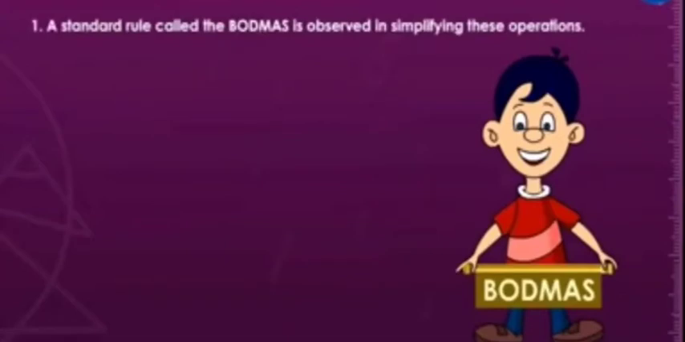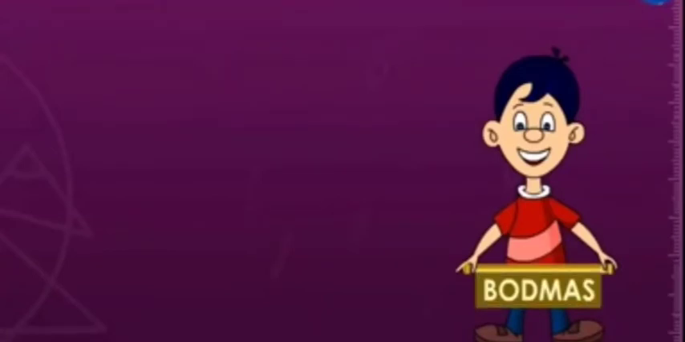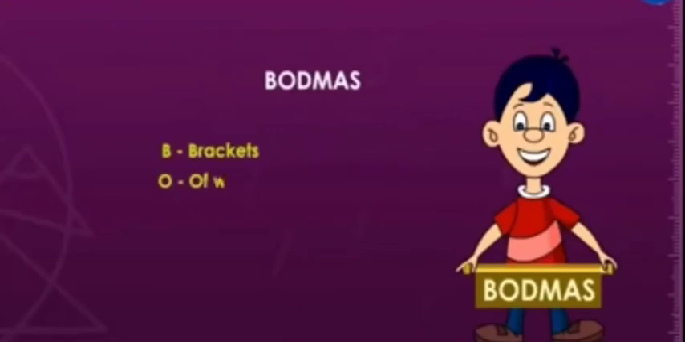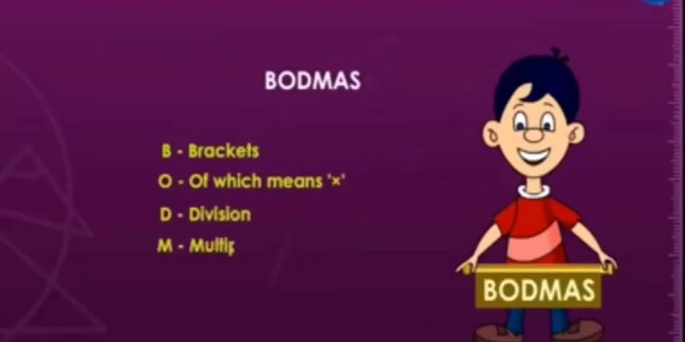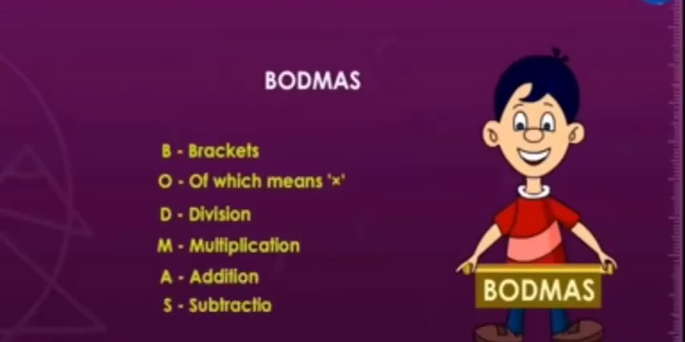Rules for simplification. 1. A standard rule called BODMAS is observed in simplifying these operations. The letters of the word BODMAS: B stands for brackets, O stands for of, which means multiplication, D stands for division, M stands for multiplication, A for addition, and S stands for subtraction.